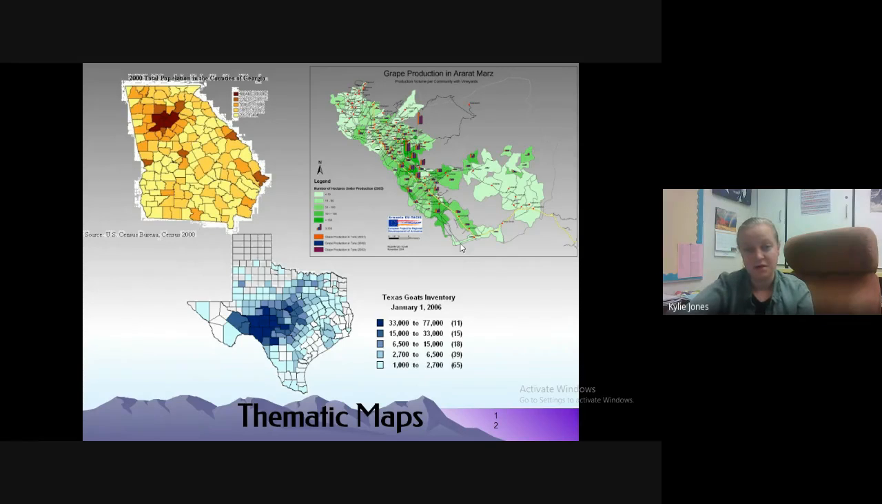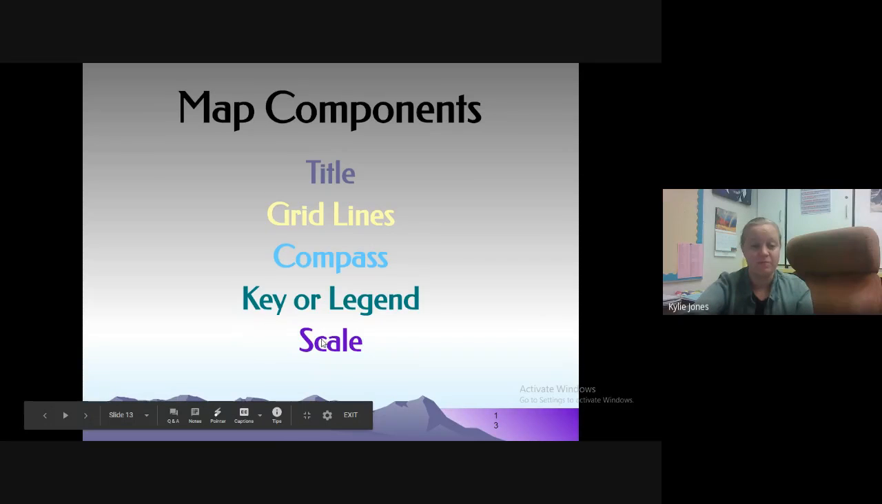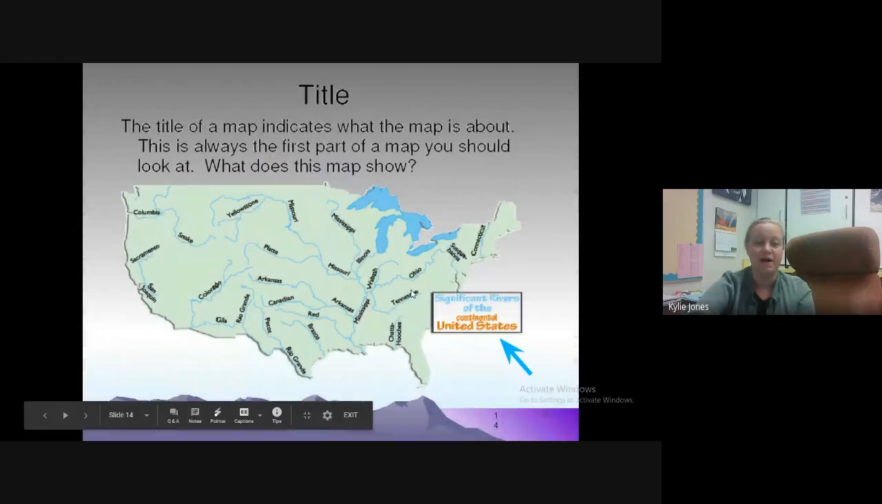All right. Now, what we're going to do today is this part, the map components. So the parts of a map, things that make up a map that are important. First, we're going to talk about a title of a map, because if there's no title, you don't really know exactly what the map is telling you. We're going to talk about grid lines on a map. We're going to talk about the compass, the key or the legend, and then the scale. So let's go ahead and go to title first.